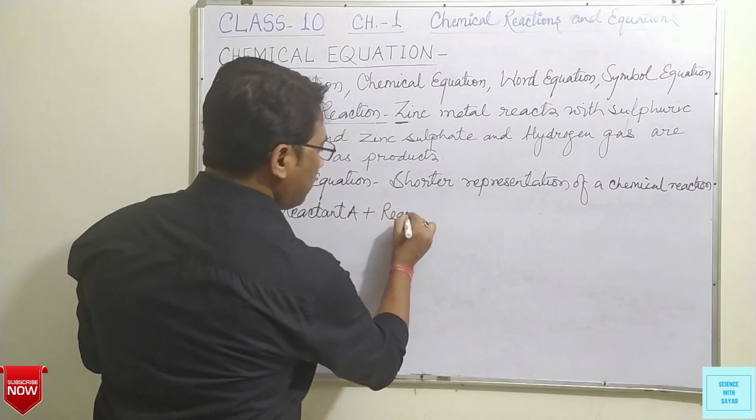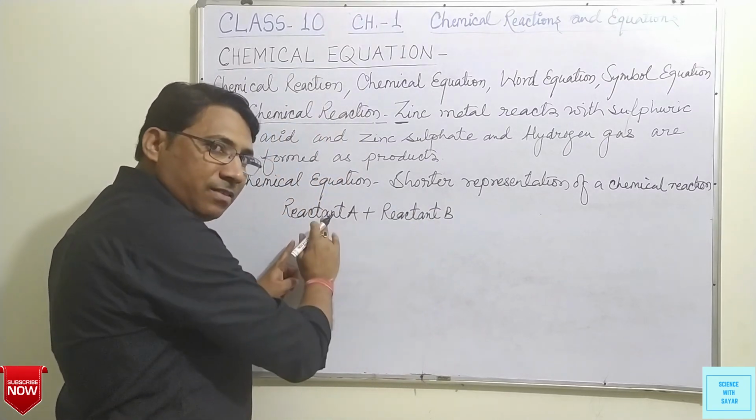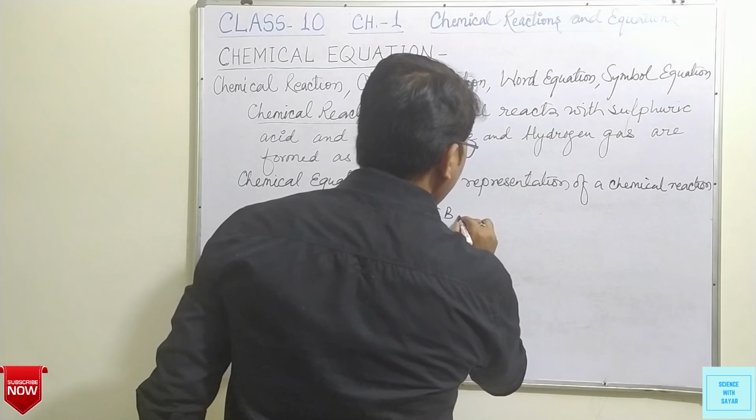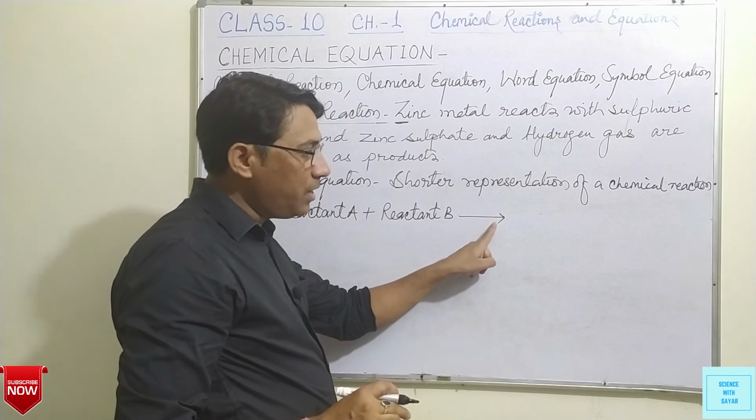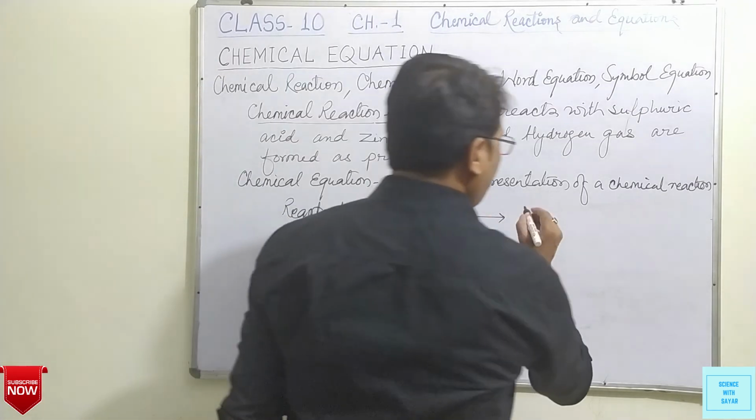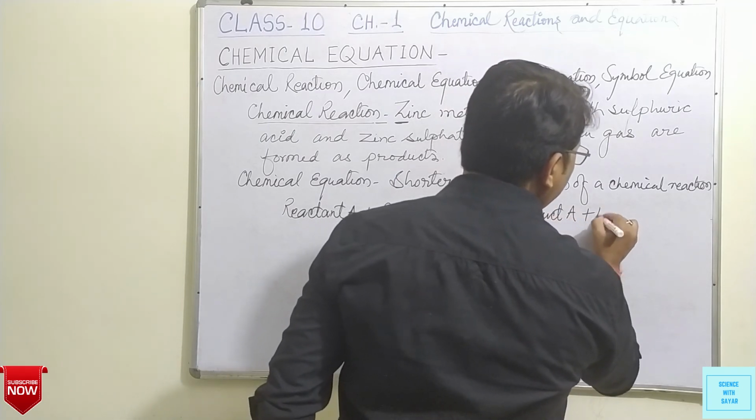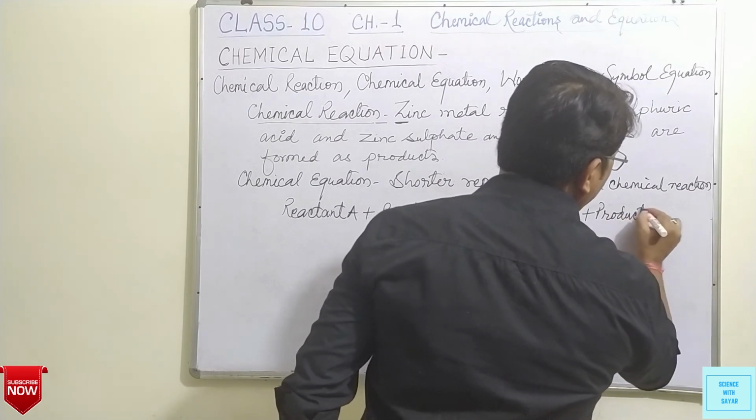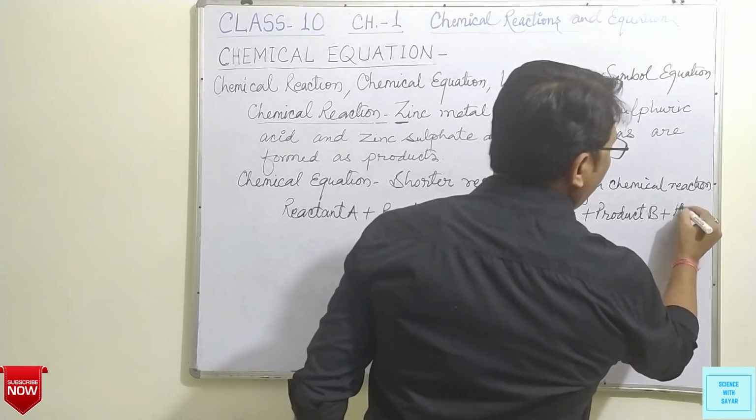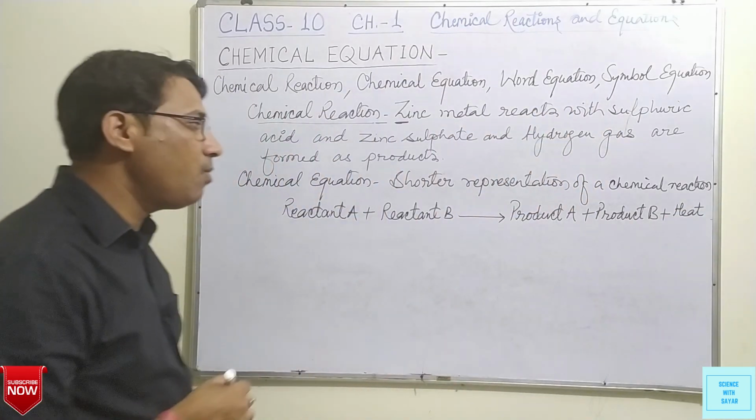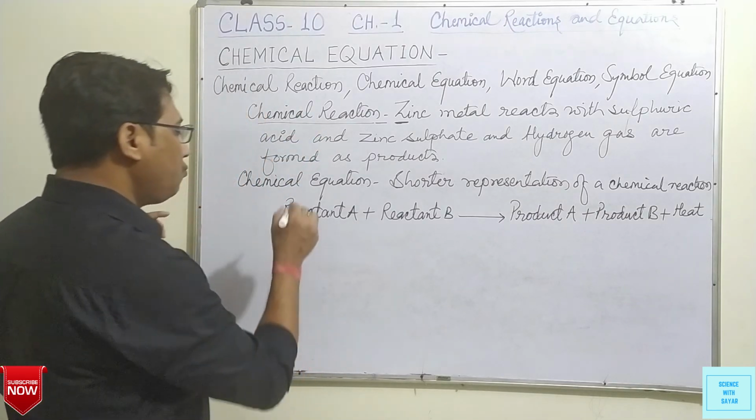plus reactant B. These reactants are written on the left hand side, and after that there would be an arrow sign, and the head of the arrow would be towards the products. And if the products are more than one, in that case we can write product A plus product B. And here in this reaction, heat is also evolved. So we can write this chemical reaction in two forms.